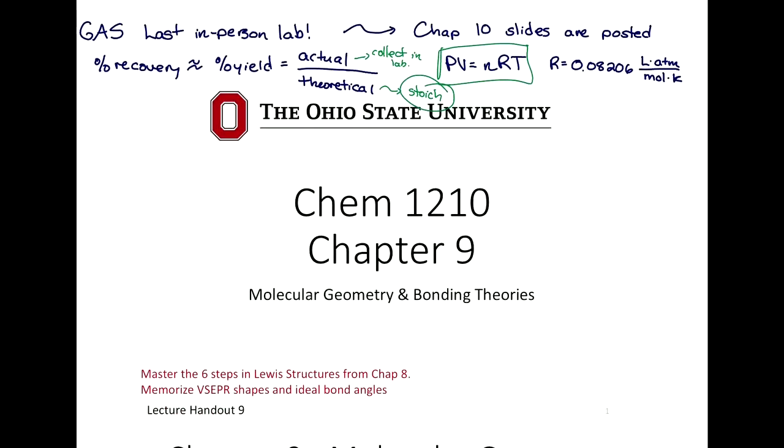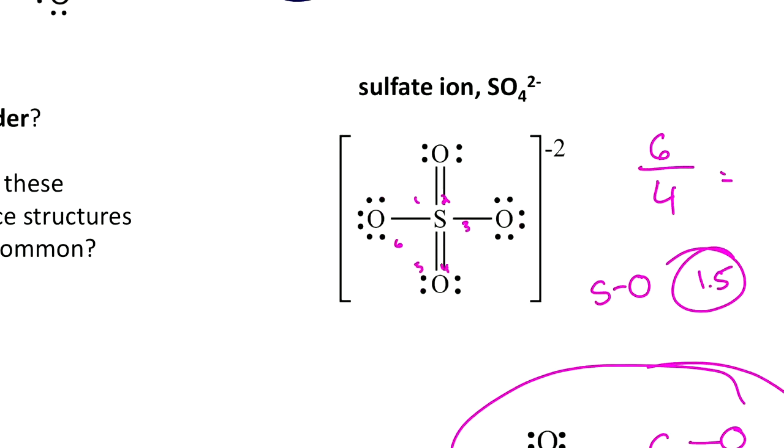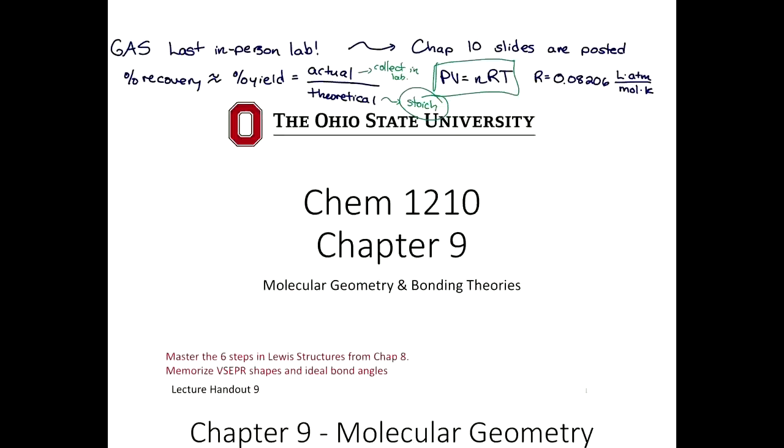And now let's move on to chapter 9. So far, we've only drawn molecules flat. Like this molecule, SO4 2-. We draw it flat, but do you think this molecule is flat in real life? No, it's not. And that's what we're going to explore in chapter 9.